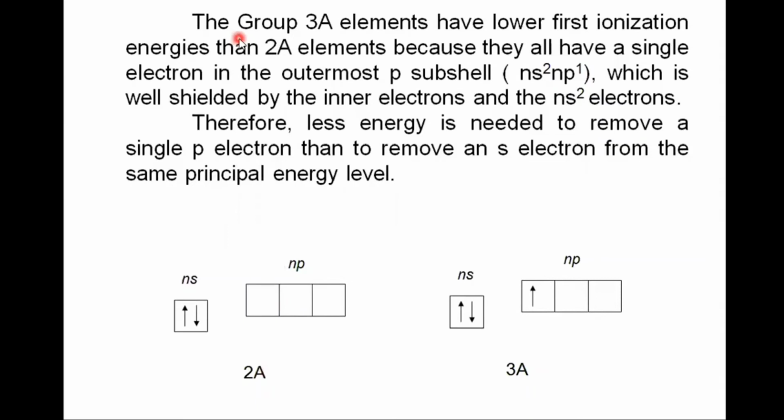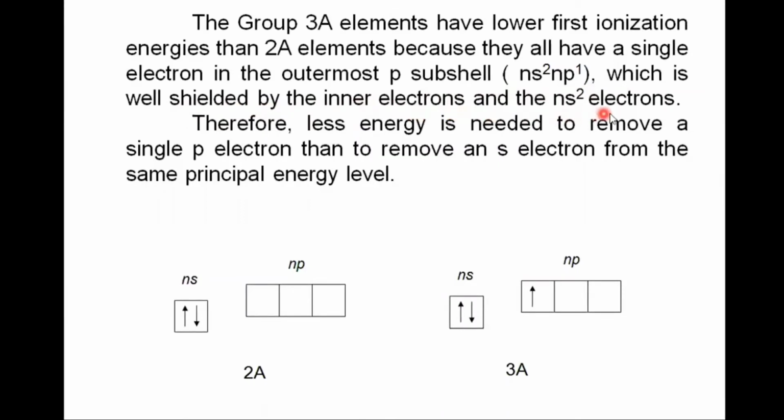As it is shown, the group 3A elements have lower ionization energy than the 2A because they all have a single electron in the outermost p subshell, ns2 np1, which is well shielded by the inner electrons and the ns2 electrons. So less energy is needed to remove the single p electron than to remove from the s orbital, which is completely filled from the same principal energy level.